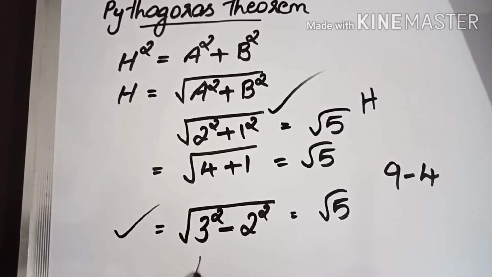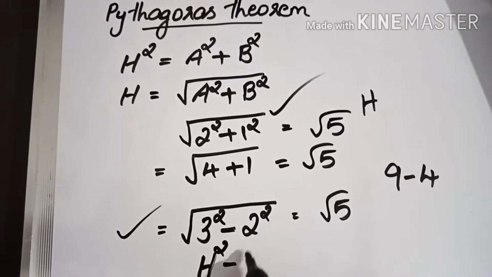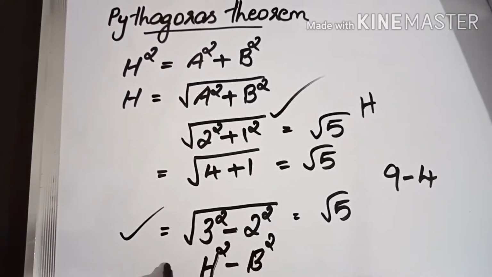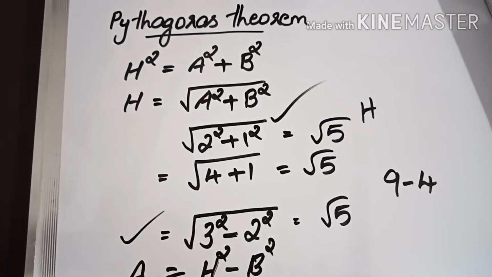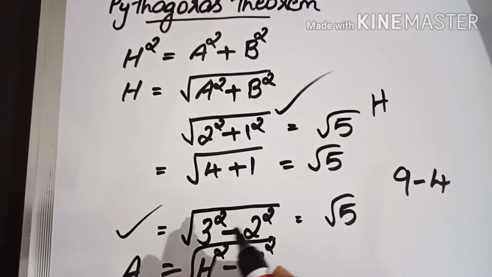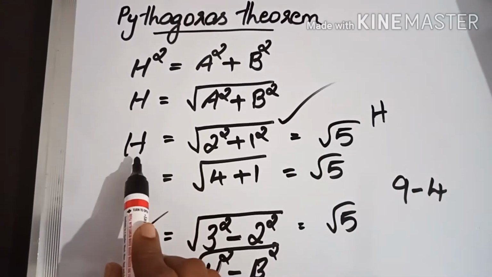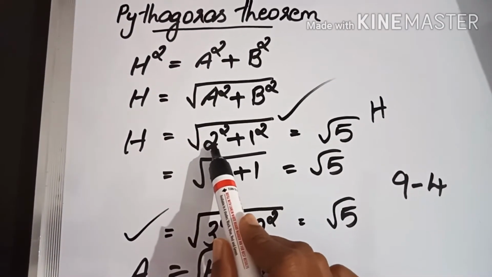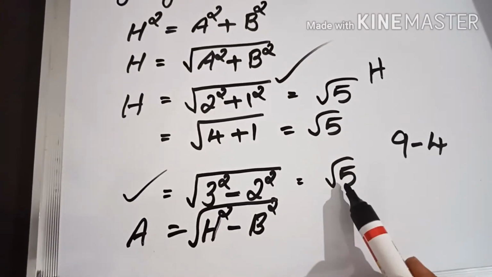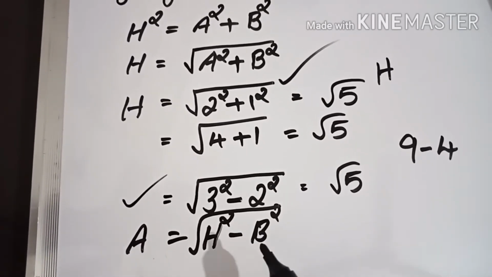That means this 3 must be h. Hypotenuse square minus, it can be base or altitude, anywhere. If it is base square, then next will be altitude. So altitude equal to h square minus base square. So for the first figure, let's take root 5 as hypotenuse, then 2 square will be base and 1 square will be altitude. For the next figure, let's consider this root 5 as altitude, then hypotenuse square minus base square.